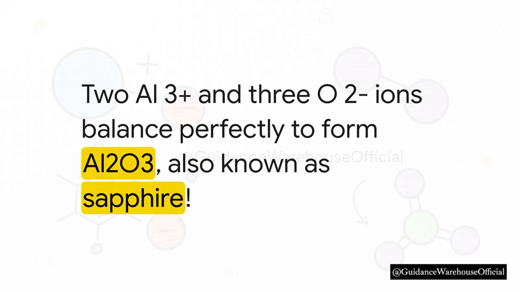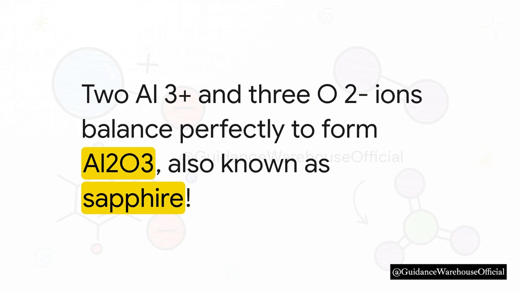See how this works out mathematically? We need 2 of those aluminum ions to get a total of 6 positive charges. And we need 3 of the oxide ions to get a total of 6 negative charges. 6 plus, 6 minus, they balance out perfectly to neutral. So the formula is Al2O3.